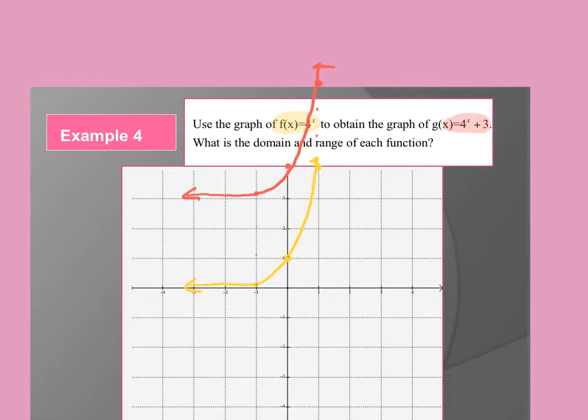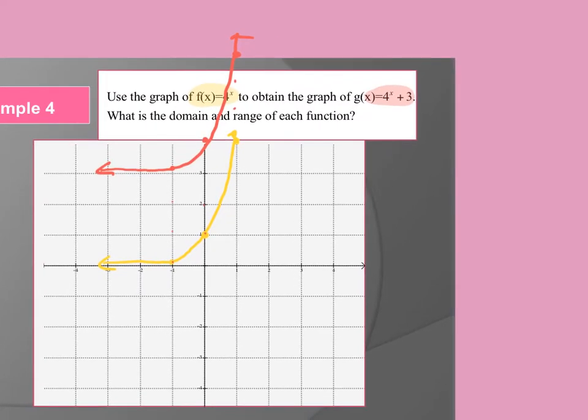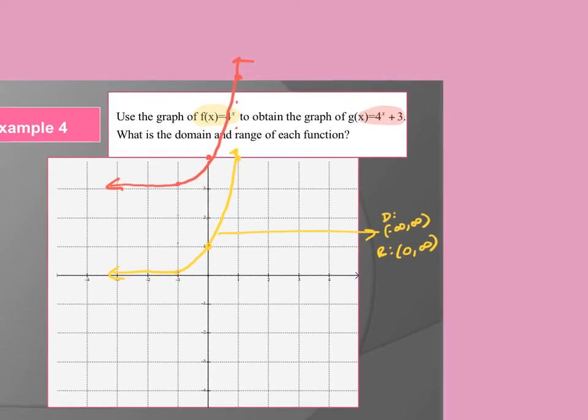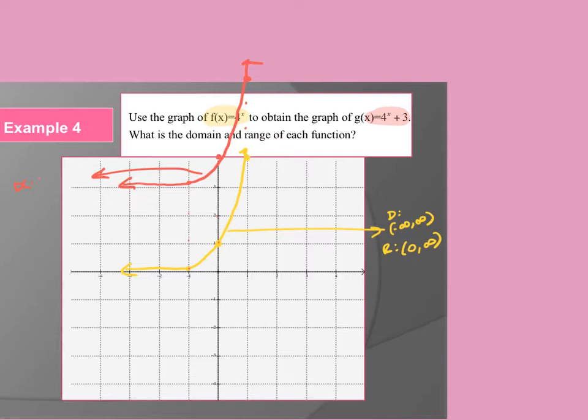So it says, what's the domain and range of each graph? What would be the domain of my original parent function? Good. Negative infinity, positive infinity, all real numbers. What's the range of that graph? 0 with a parenthesis to positive infinity. Now, what's the domain of my shifted graph? Same. Still negative infinity to positive infinity. What's the range, though? It's like 3. Good. 3 with a parenthesis to positive infinity.